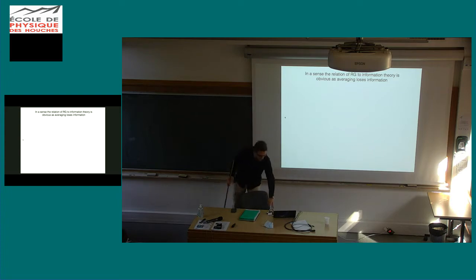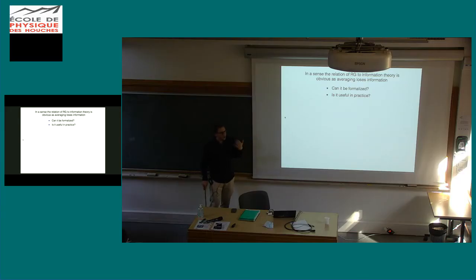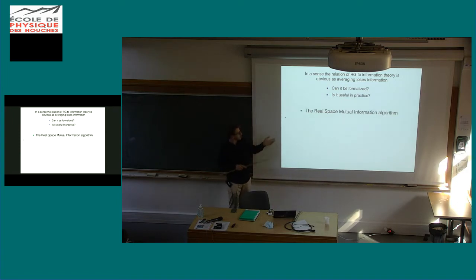But of course, the really important question is, can one formalize this intuition in any way? And even more importantly, beyond the aesthetic value, whether from such a formalization anything useful would flow, either some sort of theoretical insight or perhaps a constructive or numerical algorithm that one could perform. So of course, what I'll try to convince you is that this is indeed the case, and one can learn something by performing this kind of mental exercise. We call it the real space mutual information algorithm. Real space because it's about real space RG, and mutual information because that's the most important object that we're going to be using.